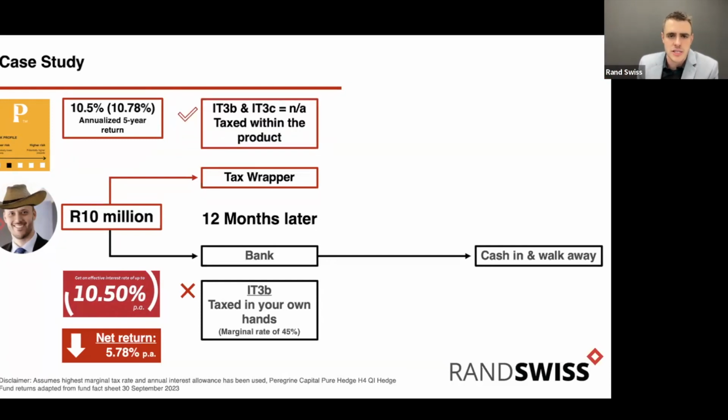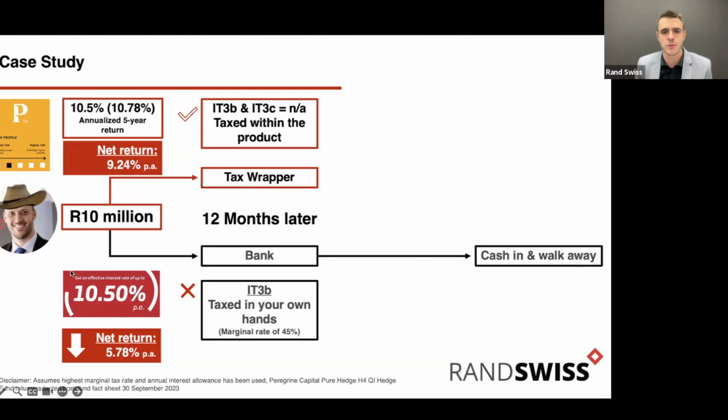All of a sudden, a year passes, and there's no IRT3B being issued. There's no IRT3C being issued. So he does not owe SARS anything when it comes to this investment, because remember, it's taxed within the product. And what's the benefit? Remember, income tax is capped at 30%. Your capital gains tax is capped at 12%, completely separating you and your individual tax capacity. And then all of a sudden, the net return he's getting in this case is 9.24%. You can see a massive difference in net return, based all on tax.